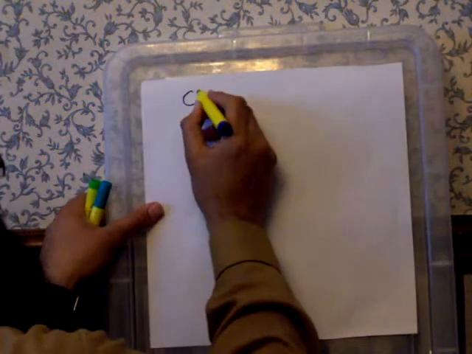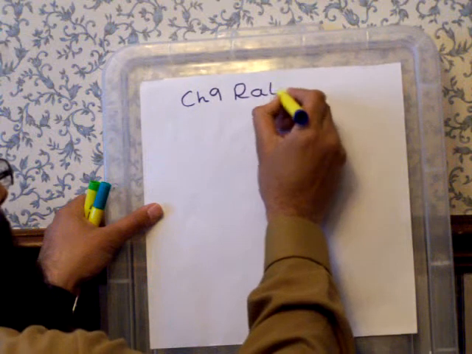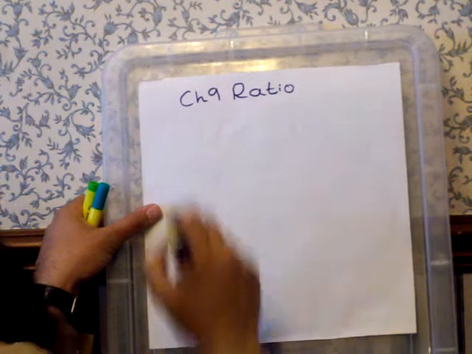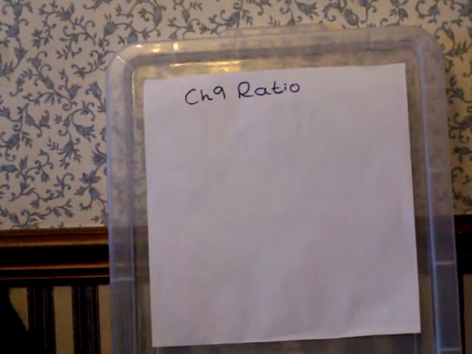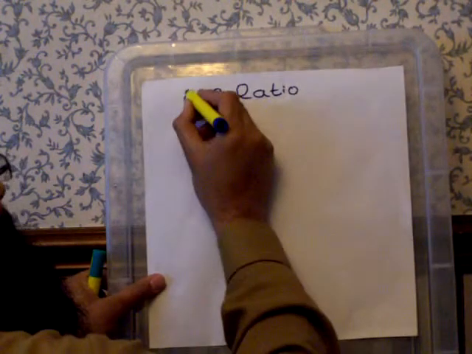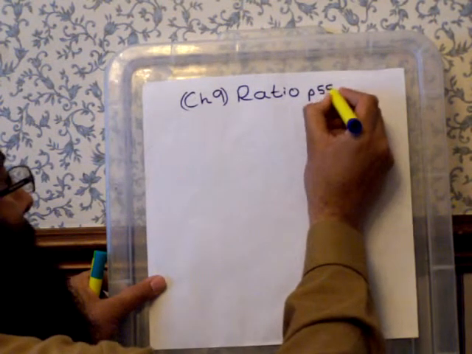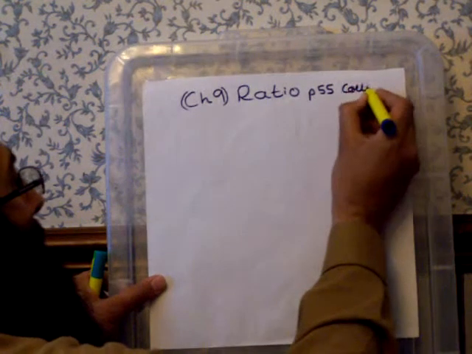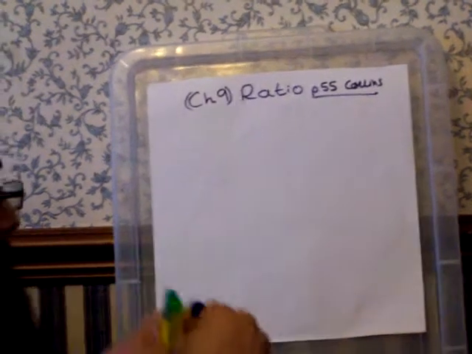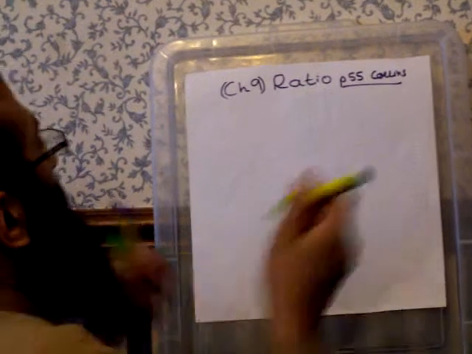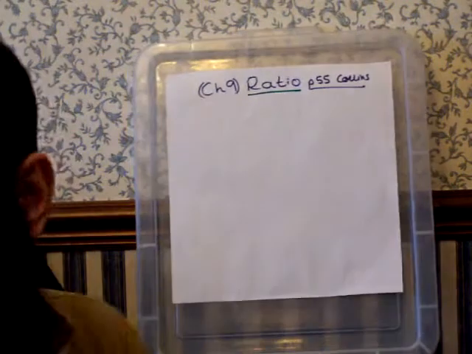Okay, so chapter 9. I say chapter 9 ratio, but the actual work that we're doing today is page 55. So that's the previous work on ratio. We're going to be looking at page 55, the Colin series. Now, what we're going to be doing today, we're going to the next level of work.